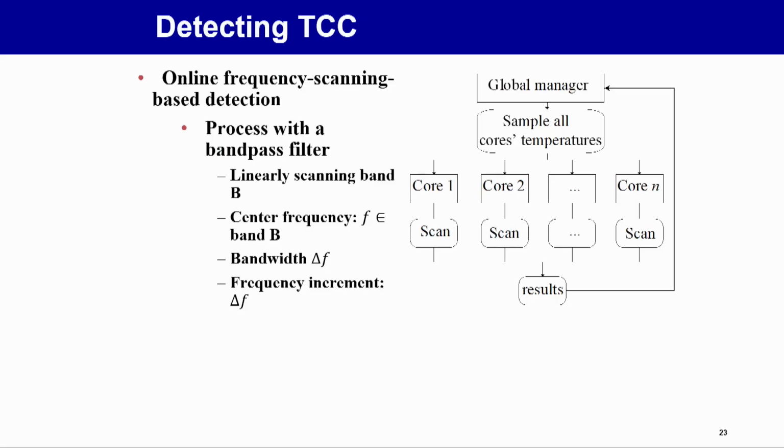There is also some frequency increment, like at what speed this window will slide from left to right. Now like I said, in the frequency domain, if the maximum amplitude at a certain point is greater than the threshold, you can set again some threshold, like what should be the amplitude. If it's more than that, that means you can say there is a thermal covert channel.